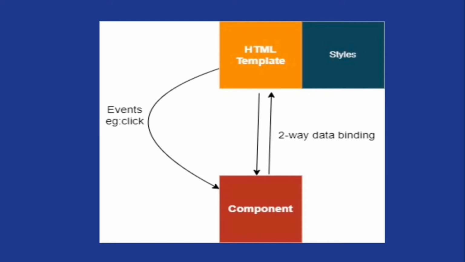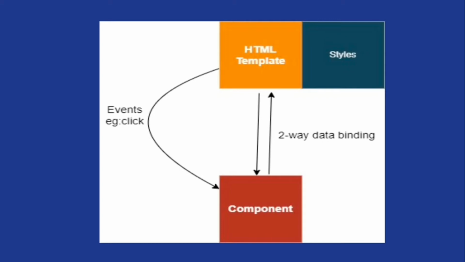In these three files, the communication between the component TS file and the HTML file supports two-way binding, meaning data flows bidirectionally: data can be transferred from HTML to the TS file and from the TS file to HTML in a component. Events can also be listened to from the HTML in the component. So this is how a simple Angular component flow looks.